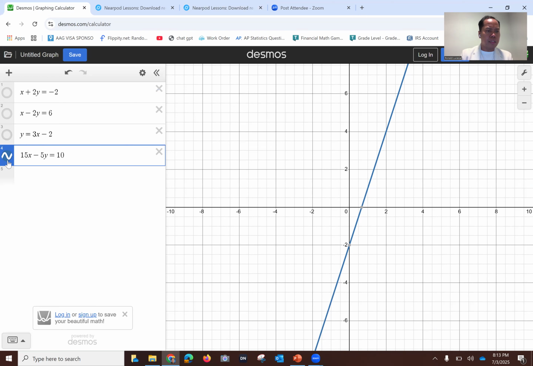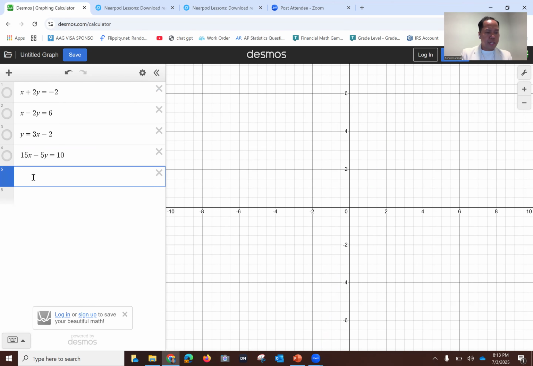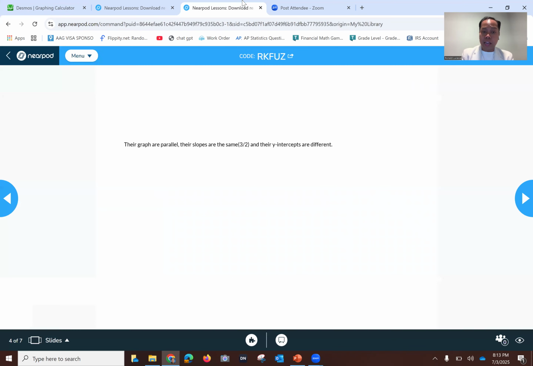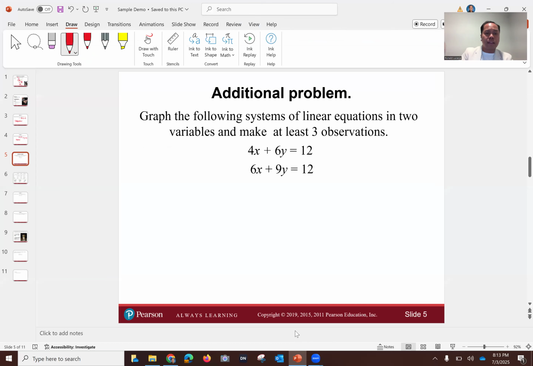I'm gonna hide this one. So we have 4x plus 6y is equal to 12, and the second one is 6x plus 9y is equal to 12. Okay, the slopes are the same, which is 3 over 2, and the y-intercepts are different. Since the graphs are parallel, we're gonna call this one inconsistent. The graphs are inconsistent.